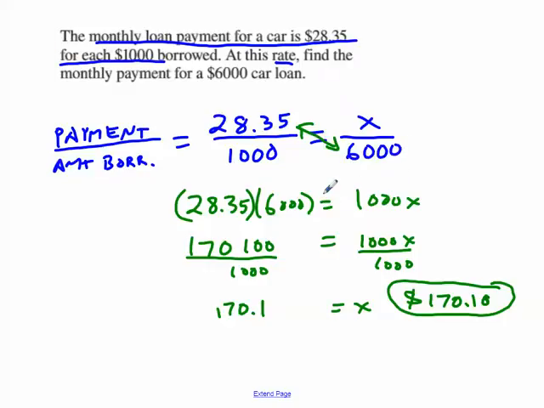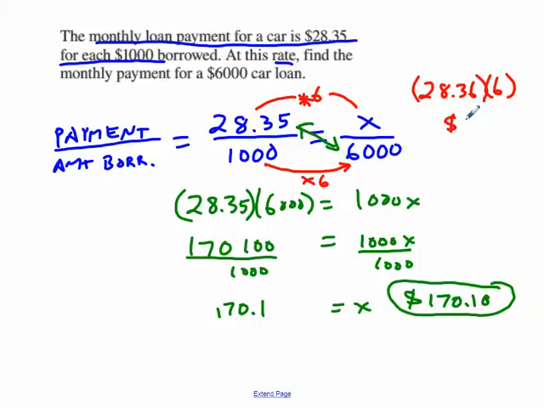Another way to look at this would be to say, 1,000 times what gives me 6,000? I've got to multiply by 6. All right, well, if I'm multiplying the denominator by 6, I can multiply the numerator by 6, and that's a multiply by 6, not an x. So I'll take 28.35 multiplied by 6, which gives us the same answer, 170.1 or $170.10. Either way you go, you're okay.